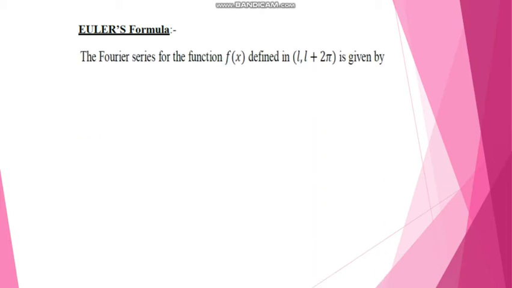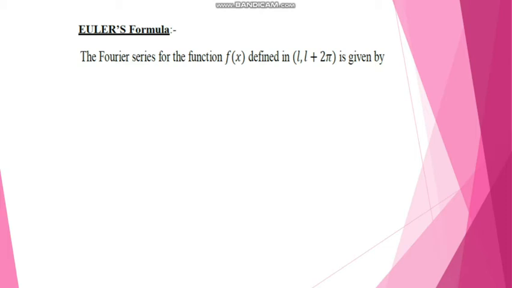Let us see Euler's formula, which is used to find the Euler coefficients a0, an, and bn for the Fourier series of a given function in a given finite length of interval. Let f of x be a function that is defined on L to L plus 2 pi, where L is the lower limit and L plus 2 pi the upper limit of the interval. And first of all, we have to know the Dirichlet conditions.